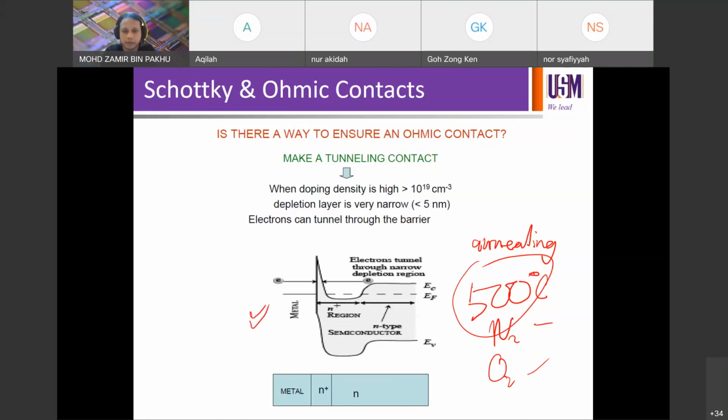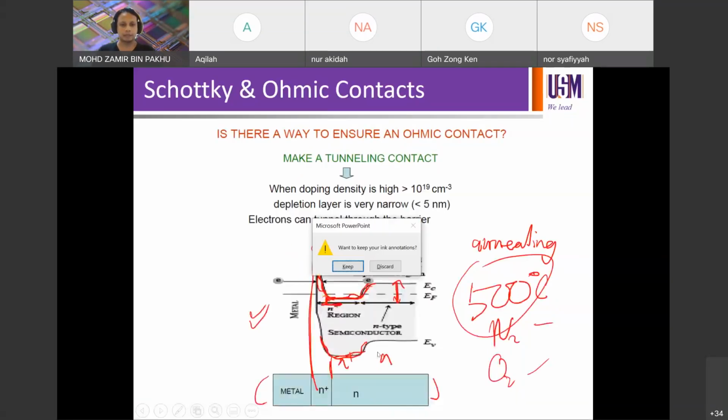So we can see N plus and metal on the left, okay? You can see the EF is much closer to EC. This one is not as close to EC, to illustrate the effect of tunneling, okay? When you get the bending of EC, the EV also bends accordingly. Okay, done. Metal semiconductor junction is done.